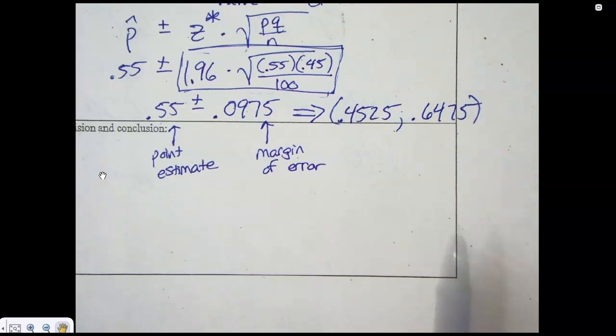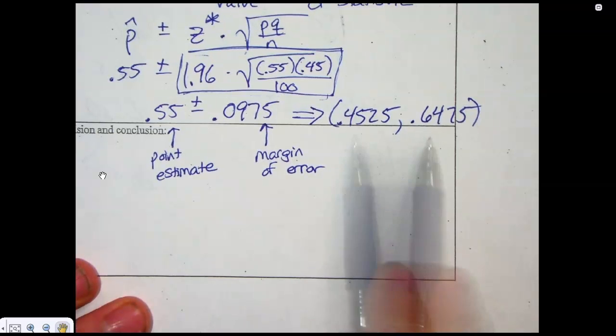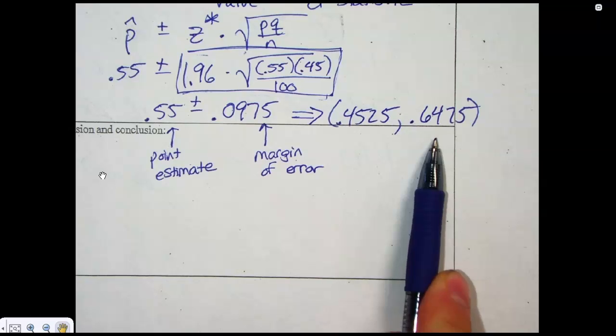I'm 95%. So what does this mean? I'm 95% sure that the true proportion of Milan Republicans is somewhere in between there. That's not a great survey. That wasn't a very big sample.